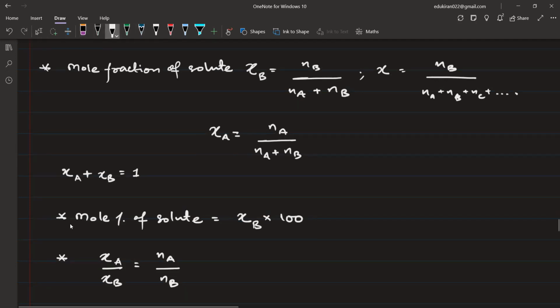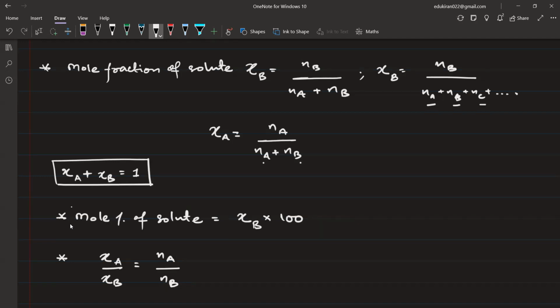For example, if you have more than two components, then for that you will have mole fraction of solute equal to number of moles of solute upon number of moles of A component, B component, C component, and so on. Okay. And mole fraction of solvent will be equal to number of moles of solvent upon number of moles of solute plus solvent. So basically, when you have two components, then we will have just number of moles of solvent plus solute under the number of moles. Okay. And one important part is that chi A plus chi B will be equal to 1. Chi A plus chi B will be equal to 1.